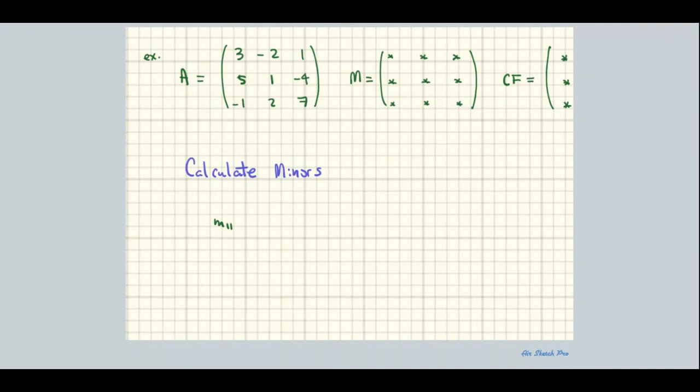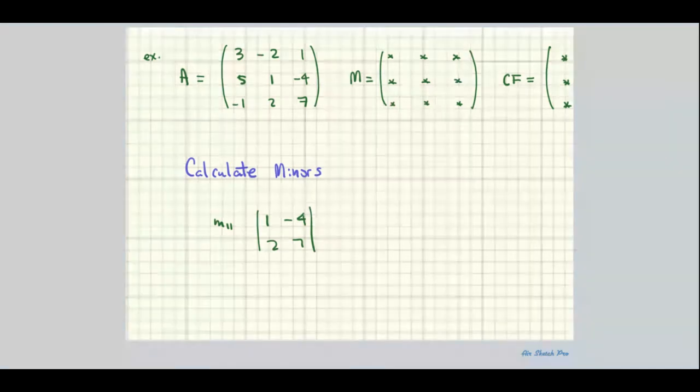1, negative 4, 2, 7. And I'll want, it's not the 2 by 2 matrix. The minor is not the 2 by 2 matrix.